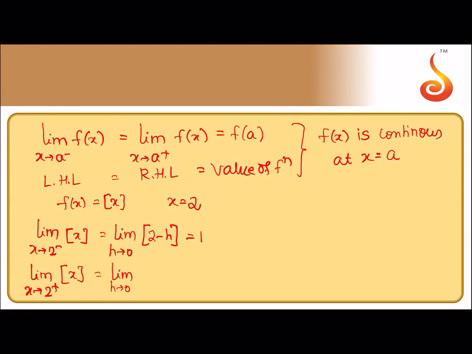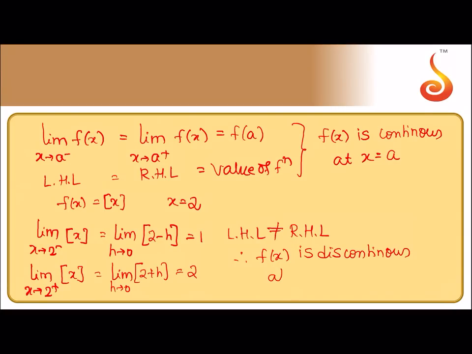So limit x tending to 2 plus, greatest integer of x equals limit h tending to 0, where you write 2 plus h. What do you get? 2. Are they equal? No. So the function is discontinuous at x equal to 2. So the left hand limit is not equal to the right hand limit. Therefore, f of x is discontinuous at x equal to 2.